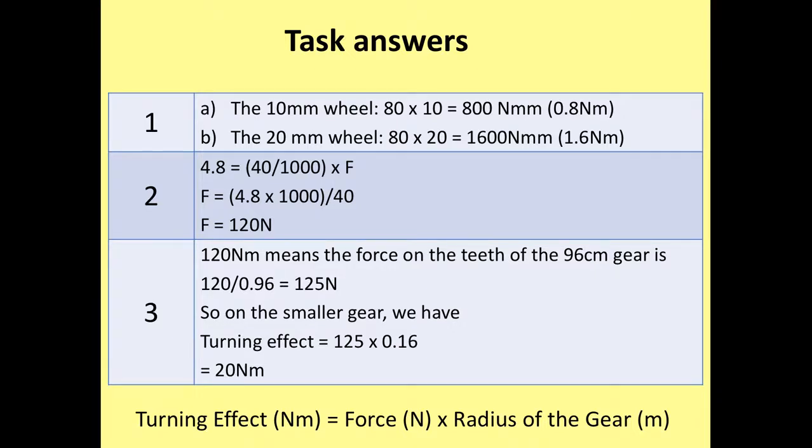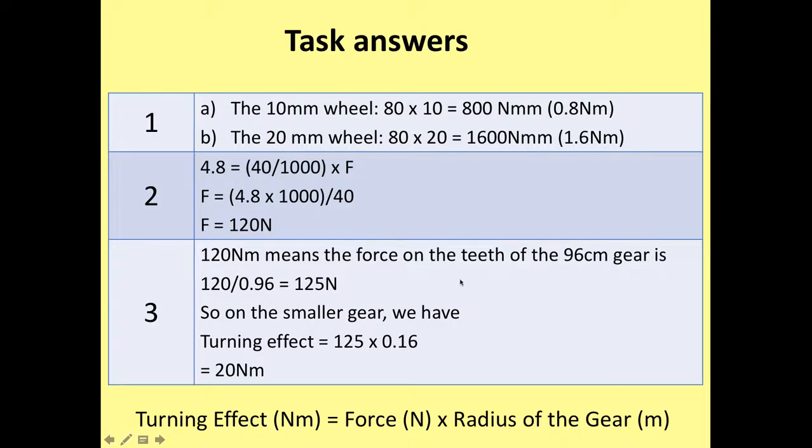Question 2, well, you've got 4.8 Newton meters and you've got 40 mil, so we divide that by 1,000 to get it into meters, times F. So F, then rearranging that formula, we are multiplying both sides by 1,000, 4.8 times 1,000. Then we are dividing both sides by 40, 4.8 times 1,000 divided by 40, to get just F on this side. And if we evaluate that, we get 120 newtons. Notice there should always be units.